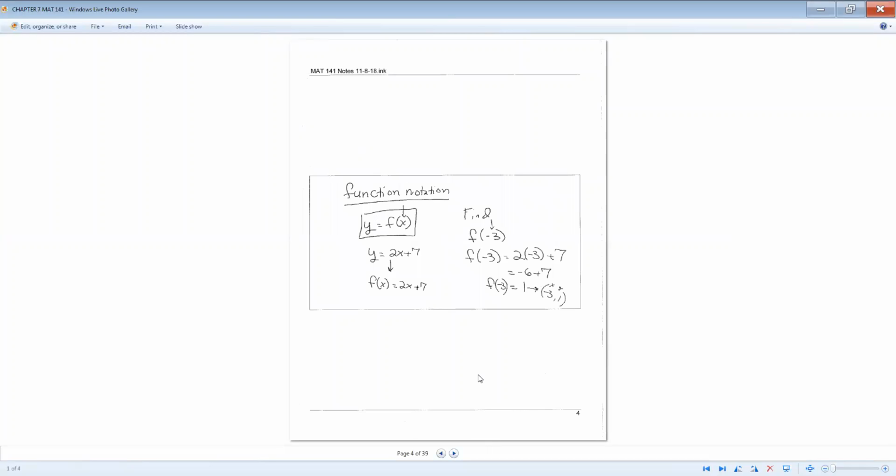Function notation. Function notation is just another way of writing an equation or writing a function. You substitute f of x for y.